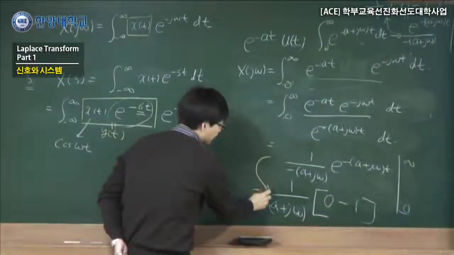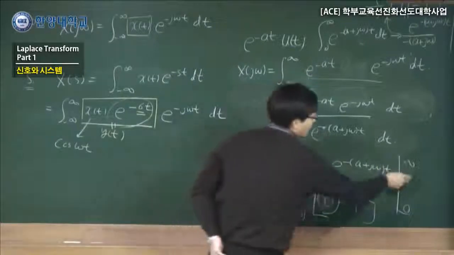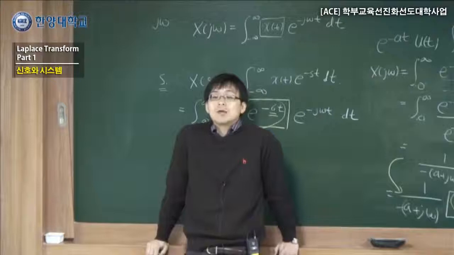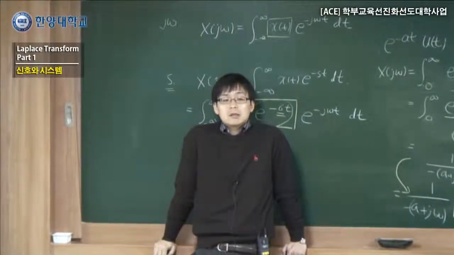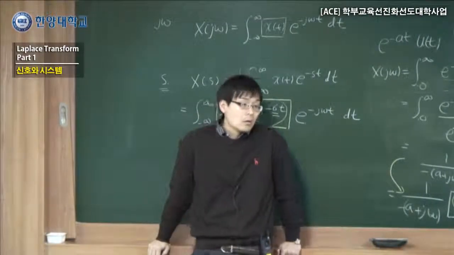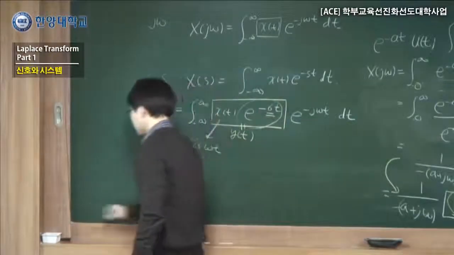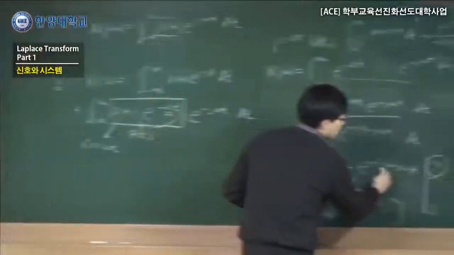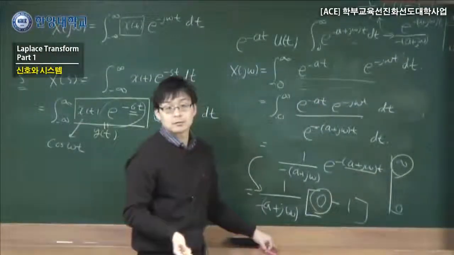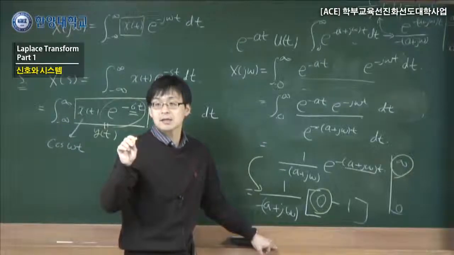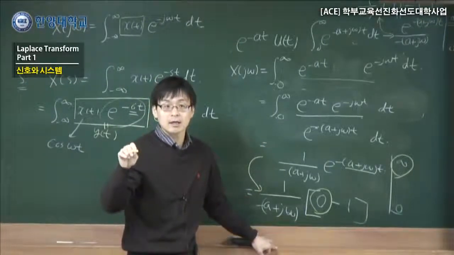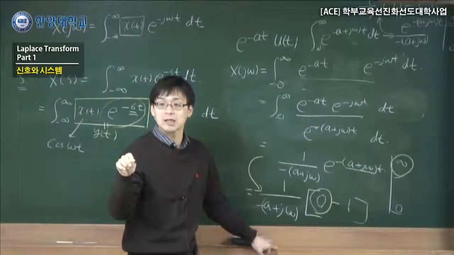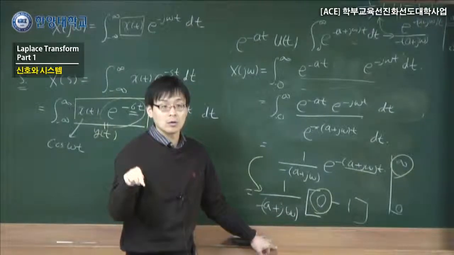From here to here, when you put infinite, we assume that they become 0. But this is assuming that this value over here is positive. So e minus at, if a is positive, then when you put infinite to t, then they become 0.